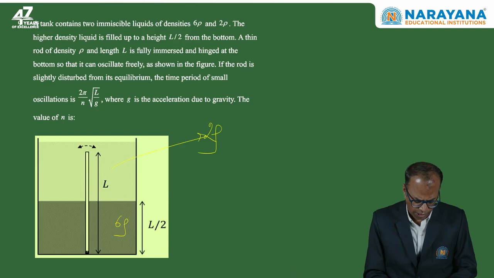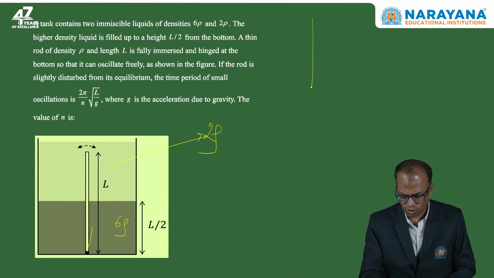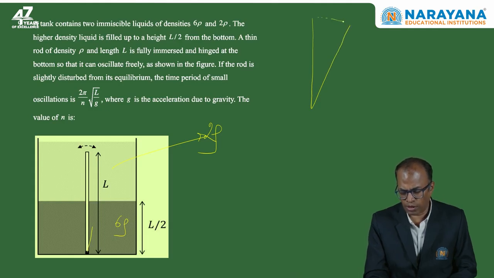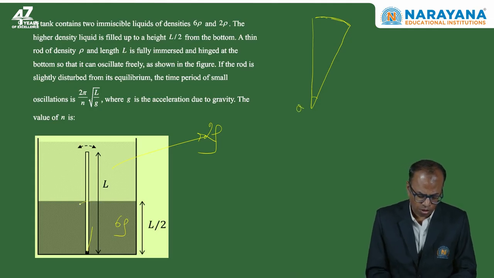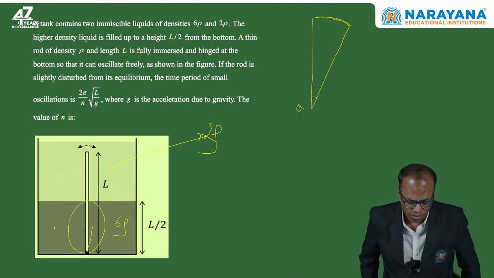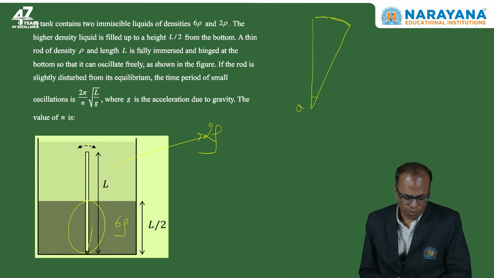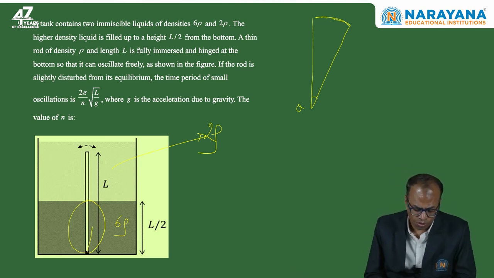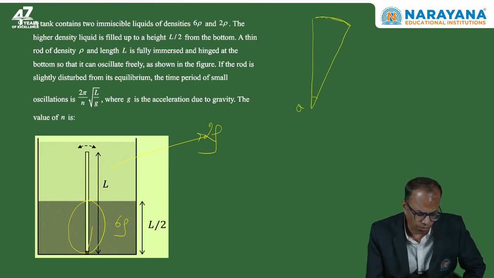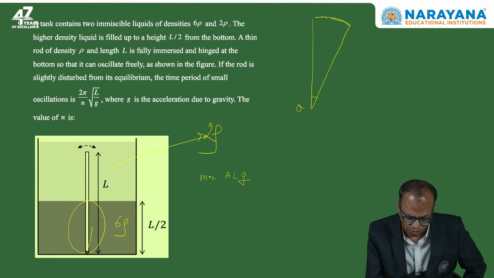So when it is slightly disturbed, the initial position of the bar was like this, and now it has been slightly disturbed. Although I'm drawing a large angle, we will assume that this angle is very small, so that the amount of the bar in liquid 1 and 2 does not change. So they will remain approximately L by 2, and the buoyant force will not change. So let's first find the buoyant force.